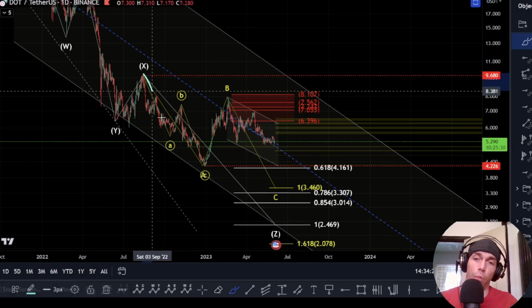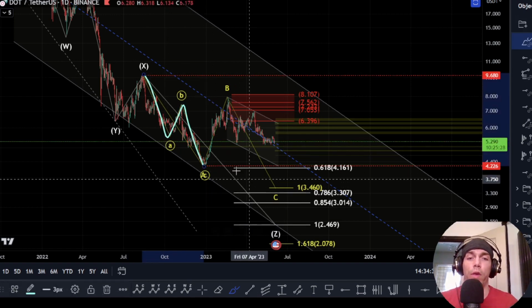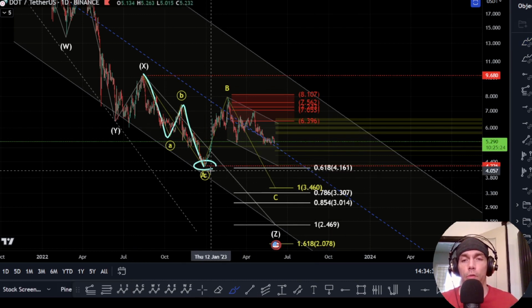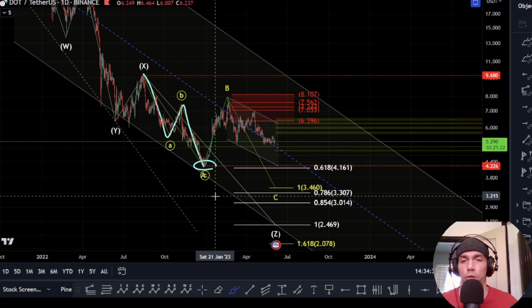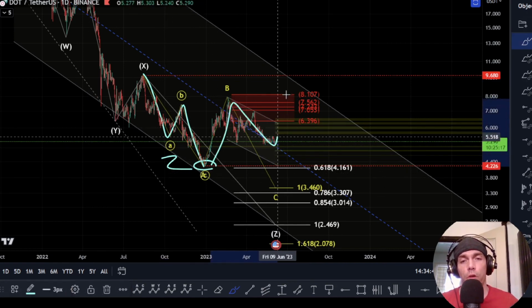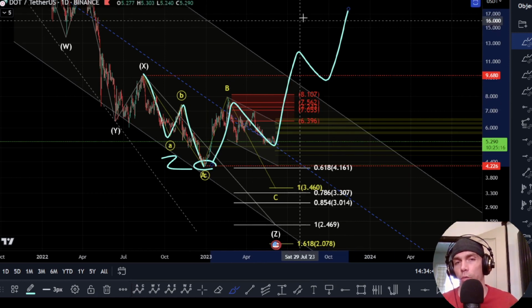However, we need to be aware that because we have a 3-wave move here that came down to this 0.618, what we could see is a reversal to the upside. So that would be the bullish case, that we've already completed this Z wave over here, and we're starting to see a push to the upside from this point.